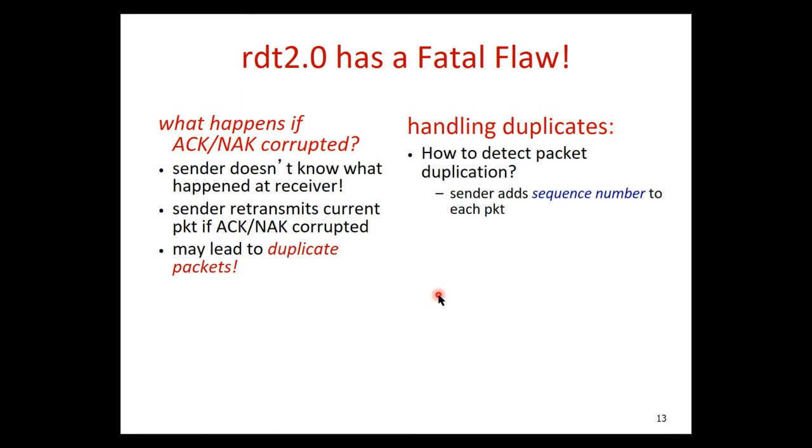To detect duplication, we will just add a sequence number to each packet. Okay, so that, let's say we start with packet sequence number 1, right? Packet number 1. So when you retransmit the packet, it will carry the same number. It will still be packet number 1. So the receiver can look at the number to determine whether it's a duplicate or not.